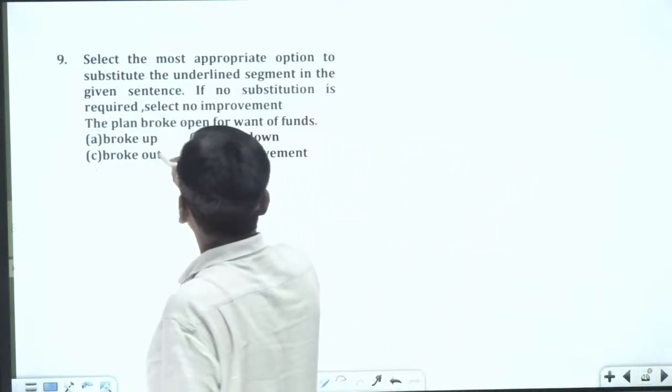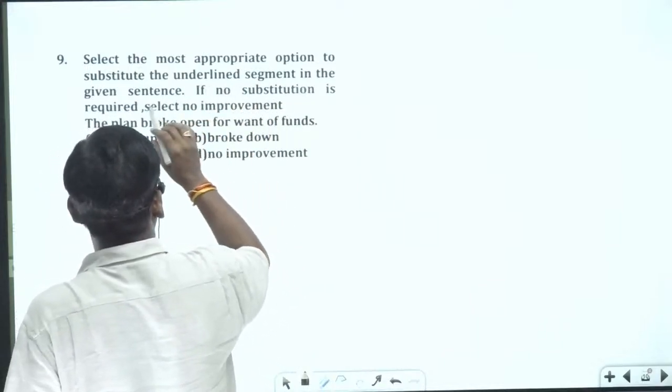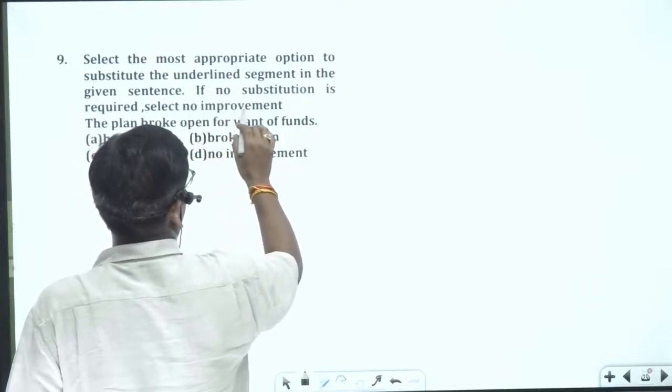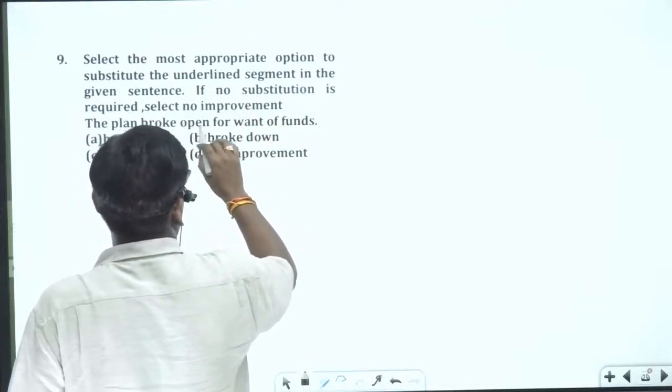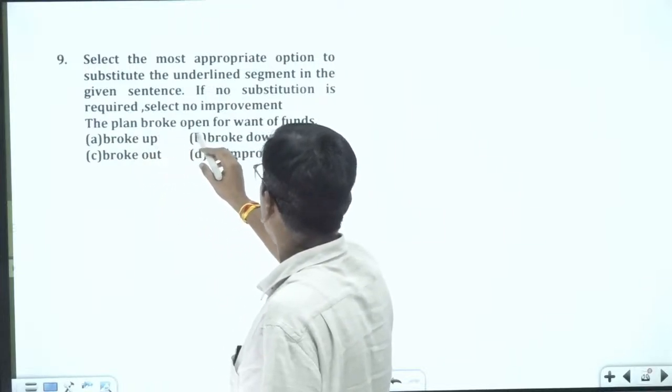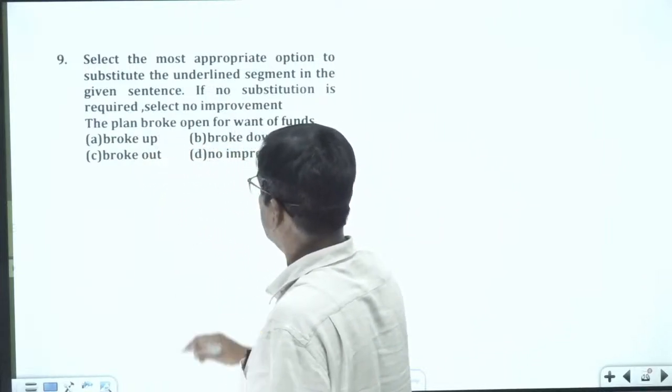Next, select the most appropriate option to substitute the underlined segment in the given sentence. If no substitute is required, select no improvement. Very easy. The plan broke open for a want of funds.